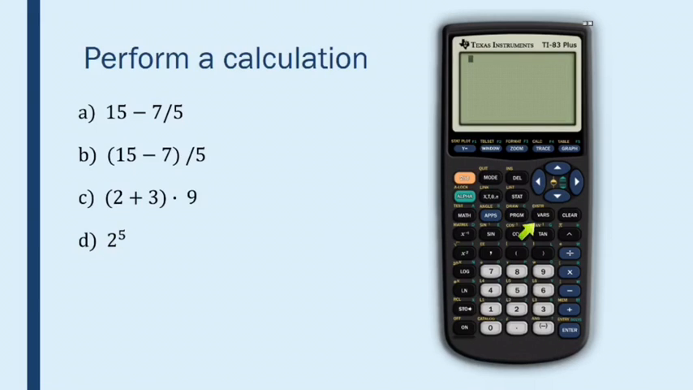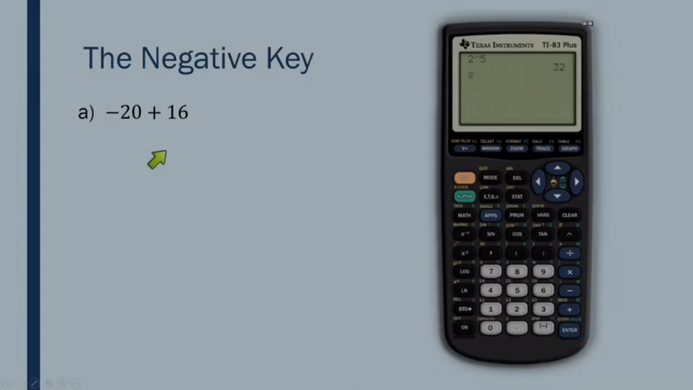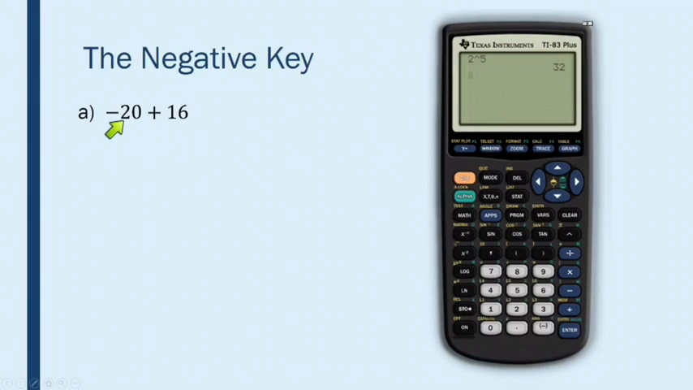On the TI calculators, the exponent button looks like a caret symbol. So if we simply say 2 to the power 5 and then press enter, we'll get our answer. So the caret symbol makes the next number act like an exponent. Now let me show you the negative key.